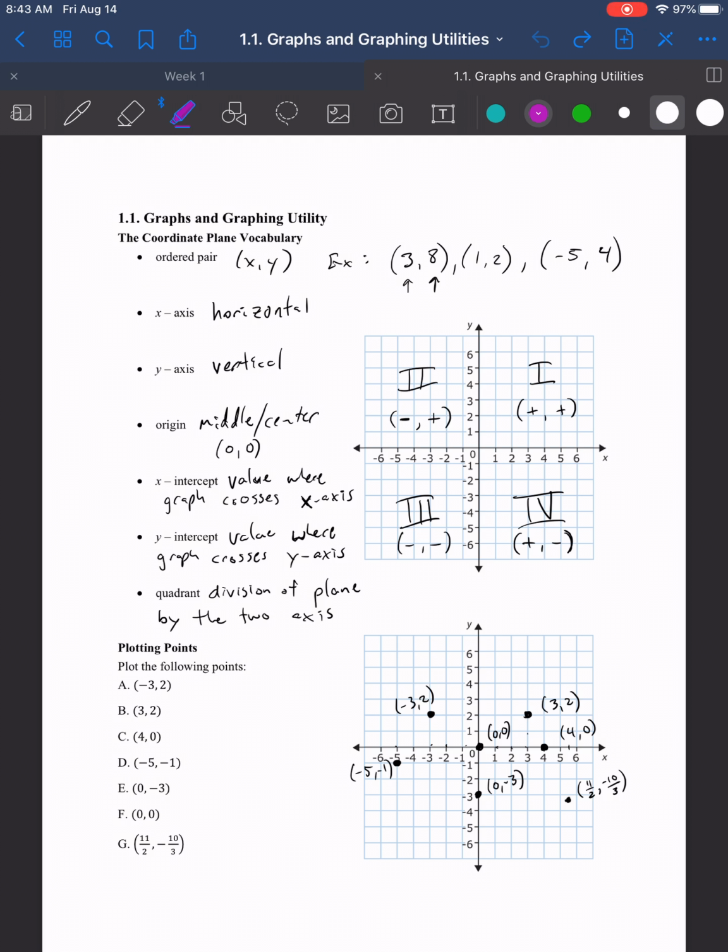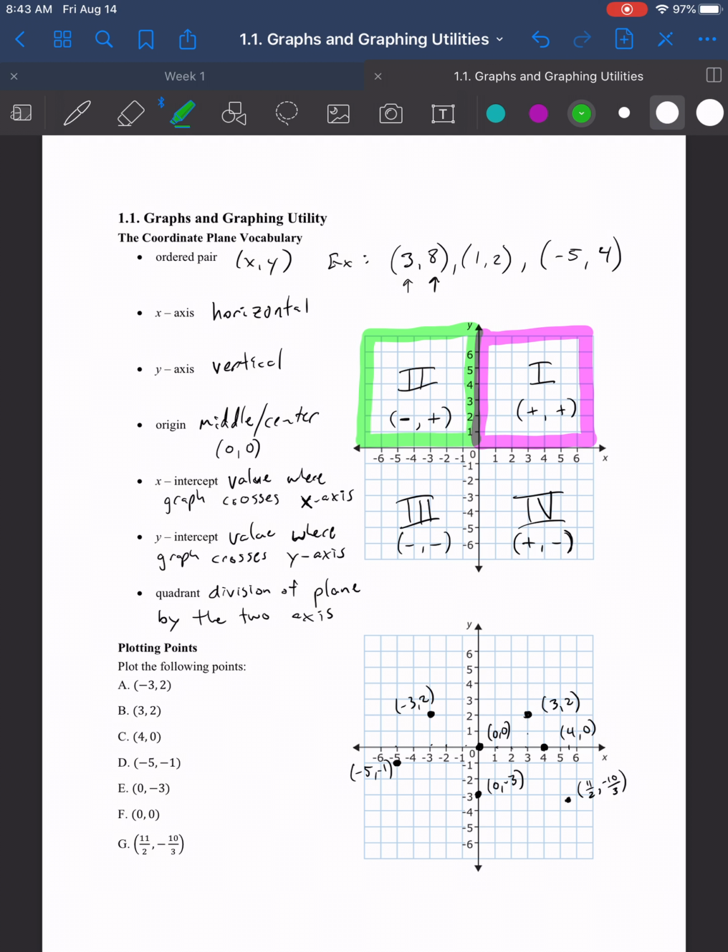Next is a quadrant. Our quadrants are divided up into 4 based on the xy axes. You start here in the upper right quadrant, and it's actually a lot bigger than that. It goes on out forever. It's all this whole area. This is quadrant 1.